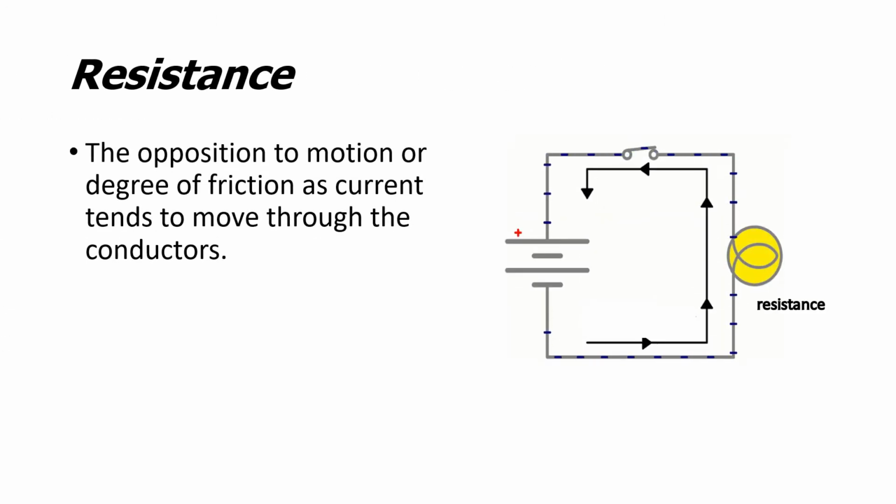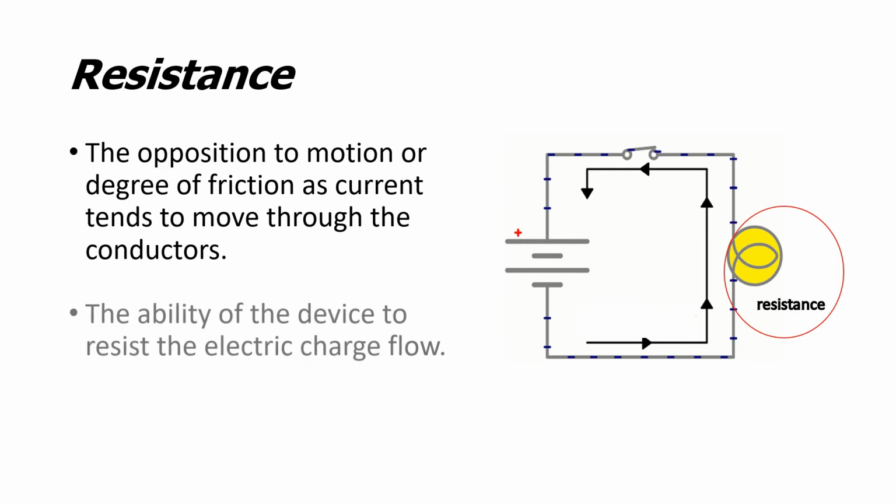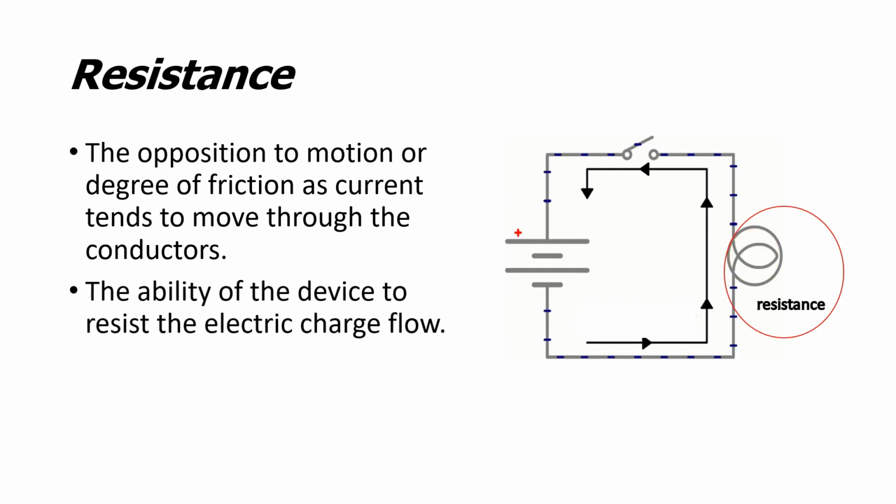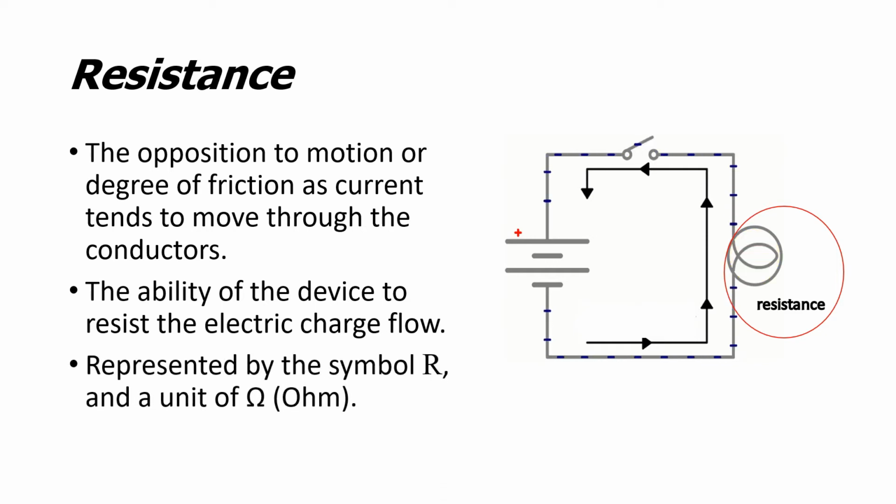Meanwhile, current tends to move through the conductors with some degree of friction or opposition to motion. This opposition to motion is more properly called resistance. Resistance is simply the ability of the device to resist the electric charge flow. Resistance is represented by the symbol R and has a unit of the capital Greek letter ohm.